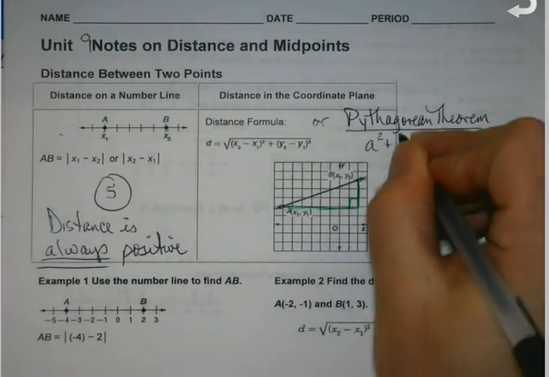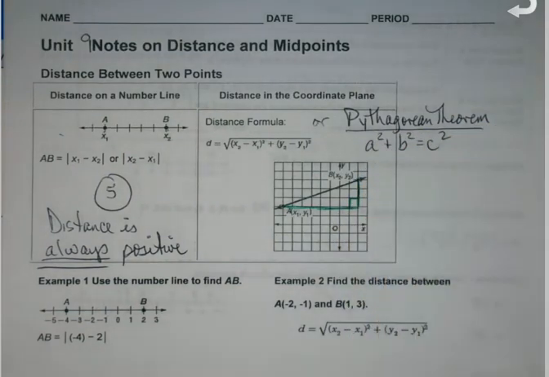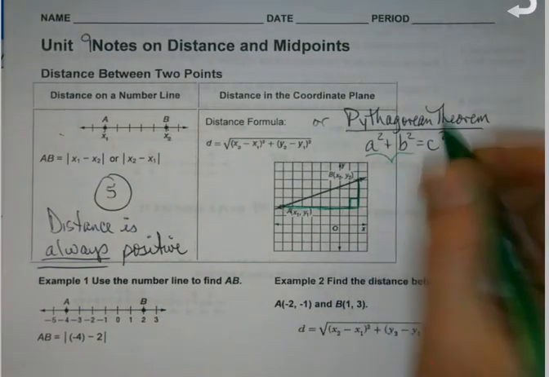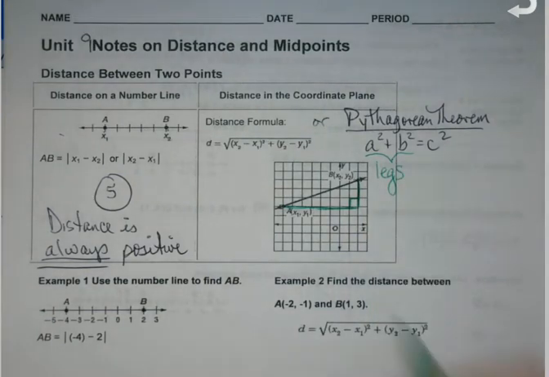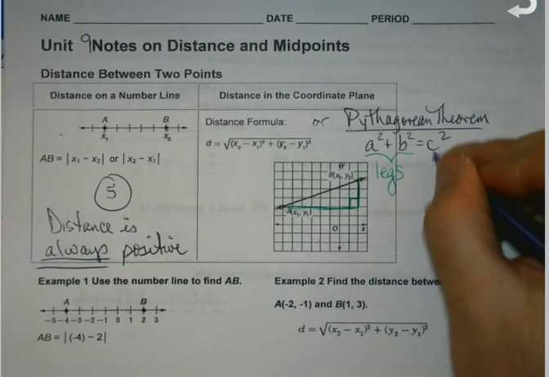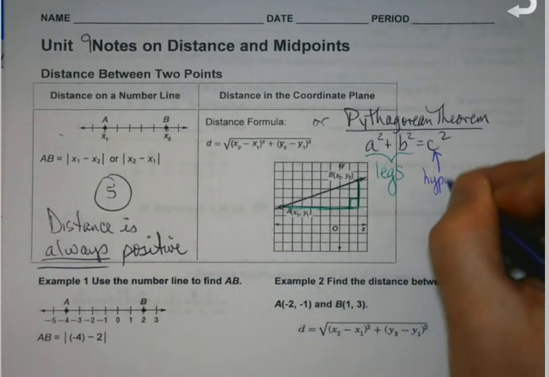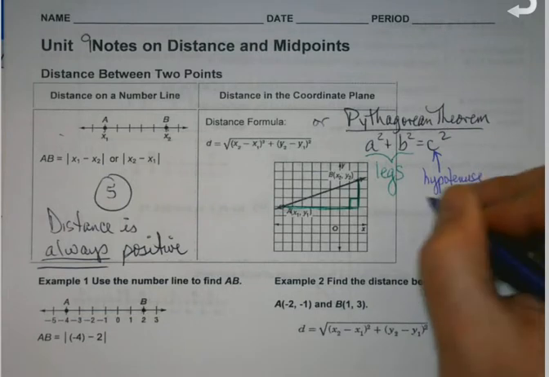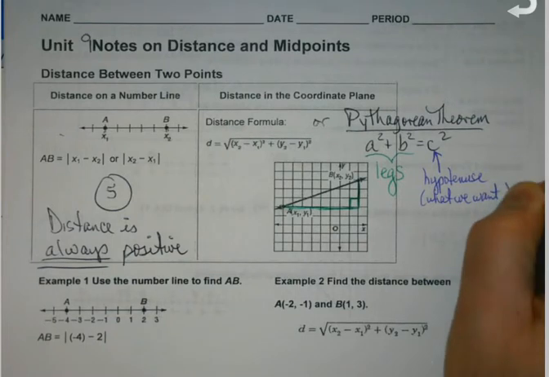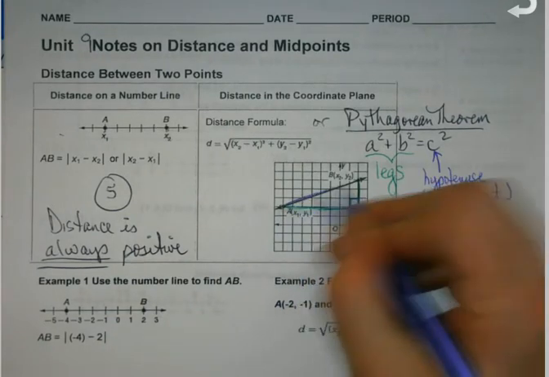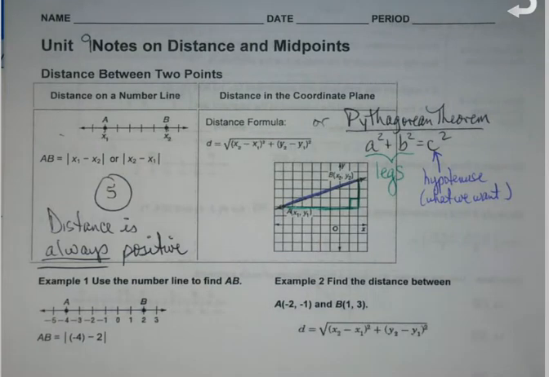You've probably heard a squared plus b squared equals c squared somewhere before. Now maybe you know what the parts mean, maybe you don't. But here's what they are. A and b are what are called the legs. These 2 pieces we just drew in are going to be my legs. The piece that we're actually going to find the distance of, what we're looking for, is called the hypotenuse, which is the longest side.